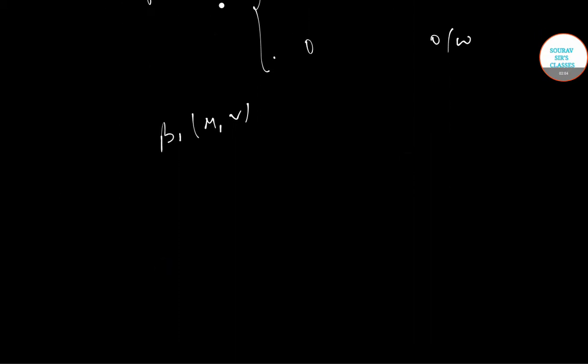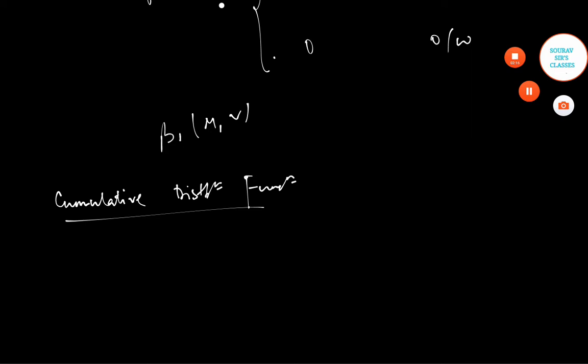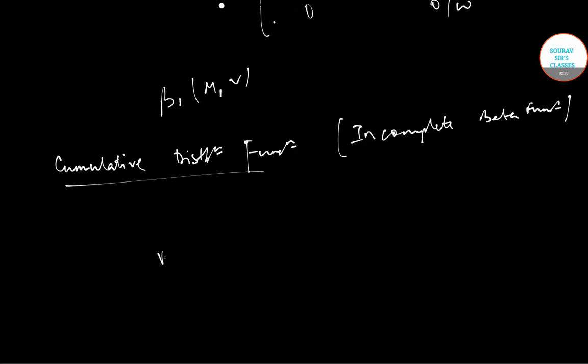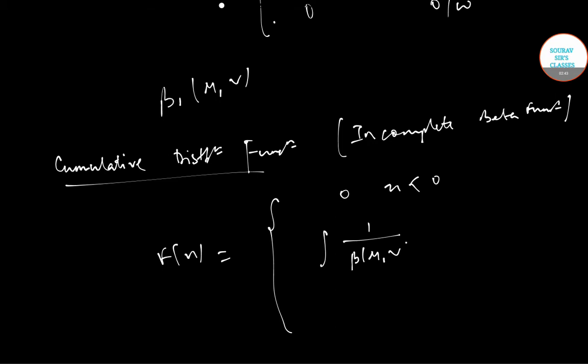The cumulative distribution function, which is often called the incomplete beta function, is given as F(x) is equal to 0 for x less than 0, integration 1 by beta(mu, v) u to the power mu minus 1 (1 minus u) to the power v minus 1 du, where integration goes from 0 to x, and 1 for x greater than 1.